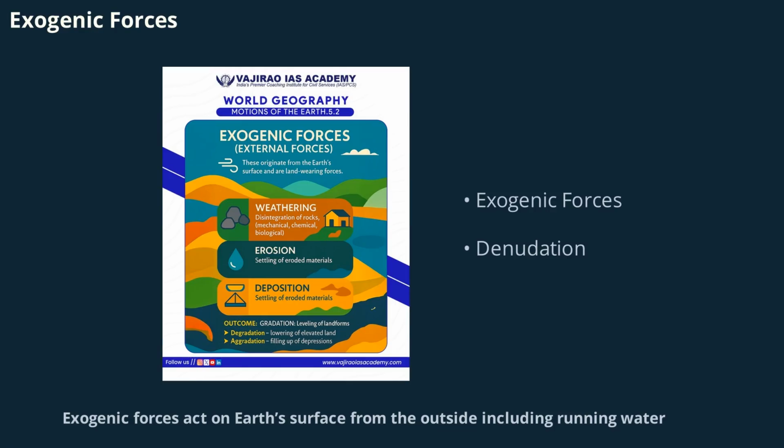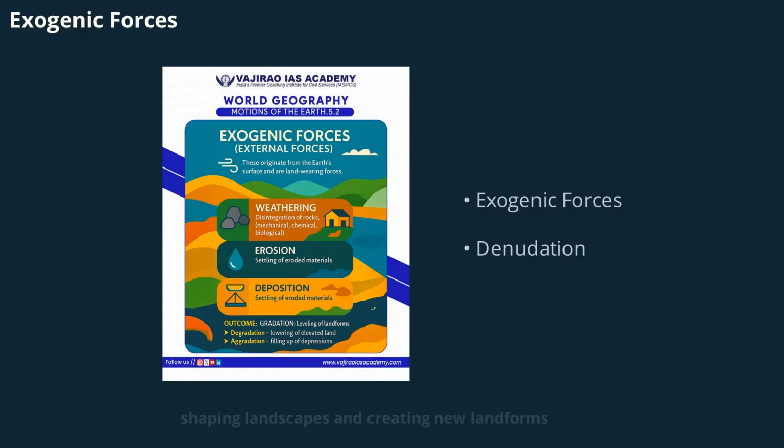Exogenic forces act on Earth's surface from the outside, including running water, wind, moving ice, and sea waves. These forces level the ups and downs of the land through denudation and deposition. Denudation involves weathering and erosion, breaking down rocks and transporting materials. Exogenic processes are essential for shaping landscapes and creating new landforms.